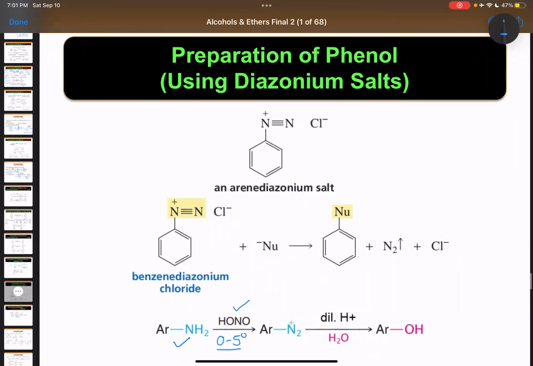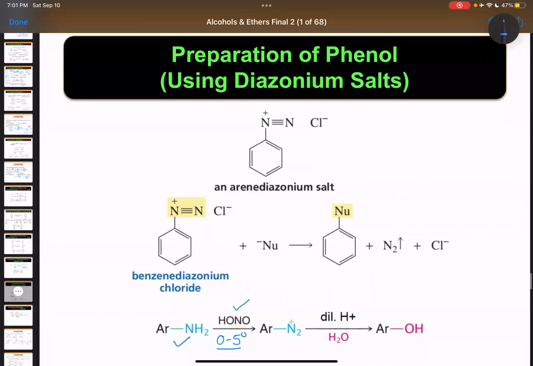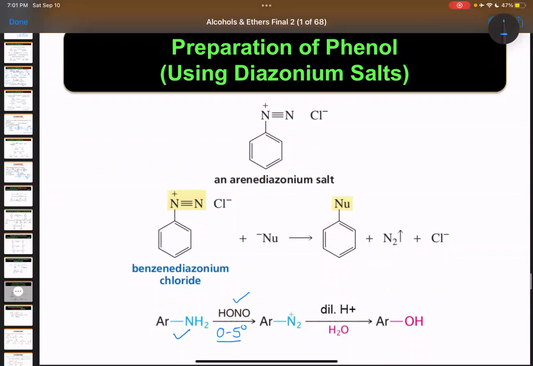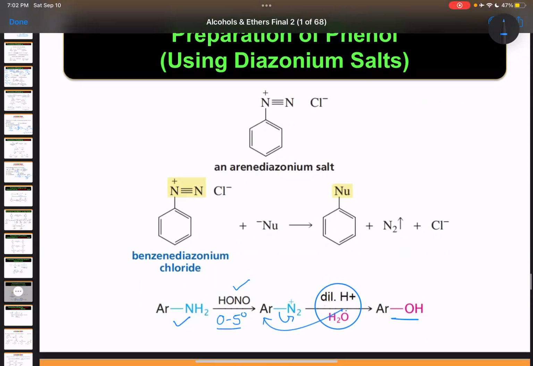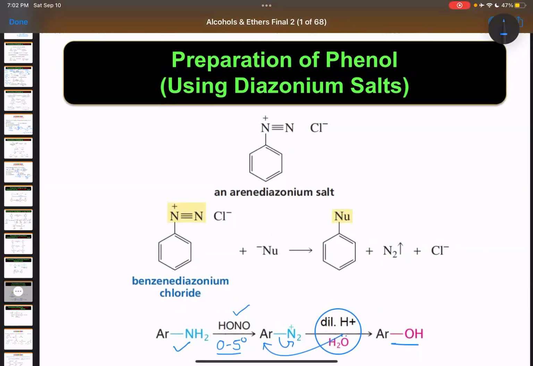Actually that NH2 is going to get changed to diazonium salt, and that diazonium salt, when heated with dilute H2SO4 or H2O, the water nucleophile comes in and attacks, and N2 leaves. Okay, the water comes in and attacks. So you have that phenol. I hope this is clear to you.